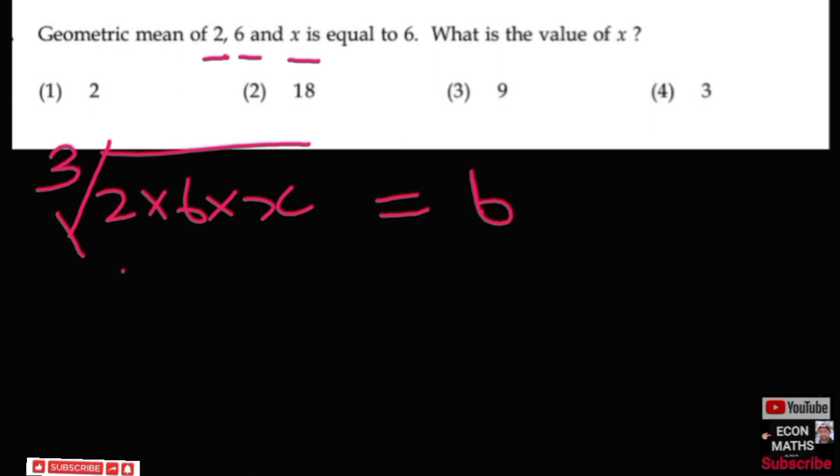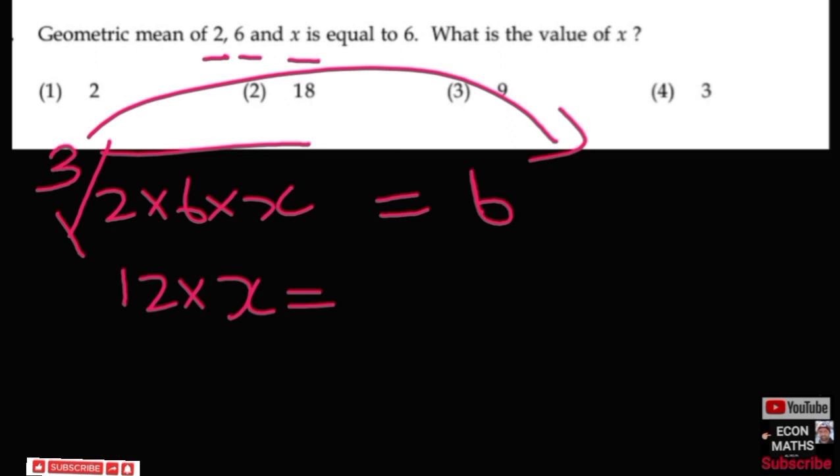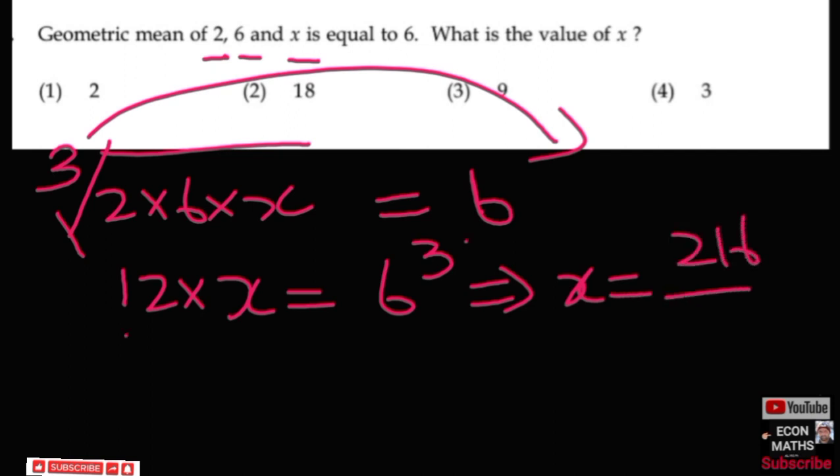When solving, this becomes 12 into x is equal to, transposing this on RHS, this becomes 6 cube. When solving again, this becomes x is equal to 6 into 6 into 6 is 216 divided by 12. So when calculating this, we got the value of x is equal to 18.